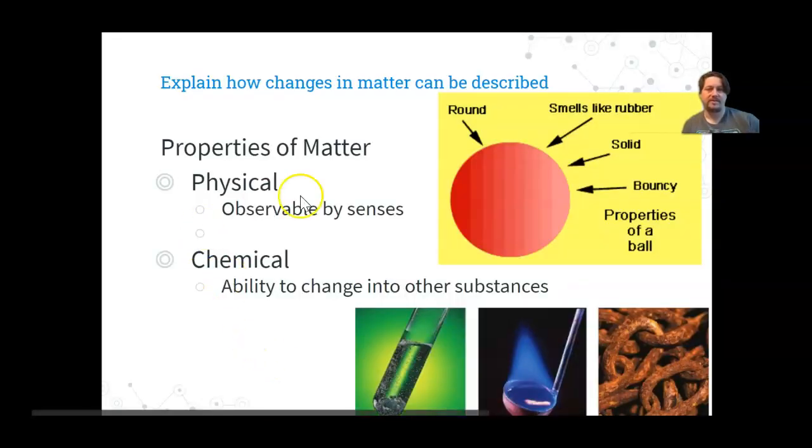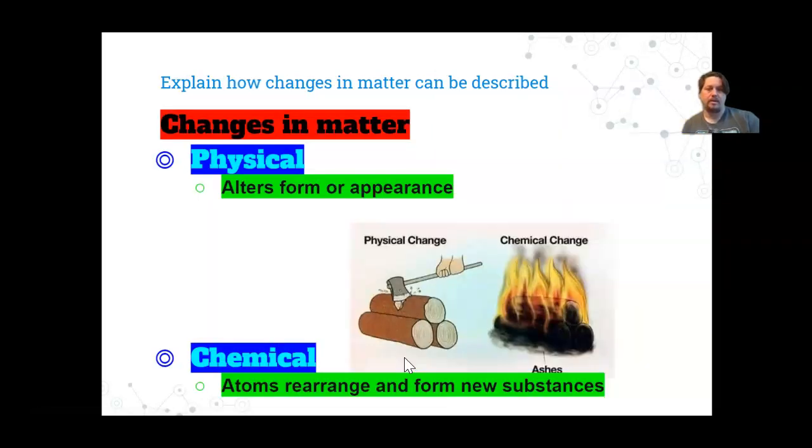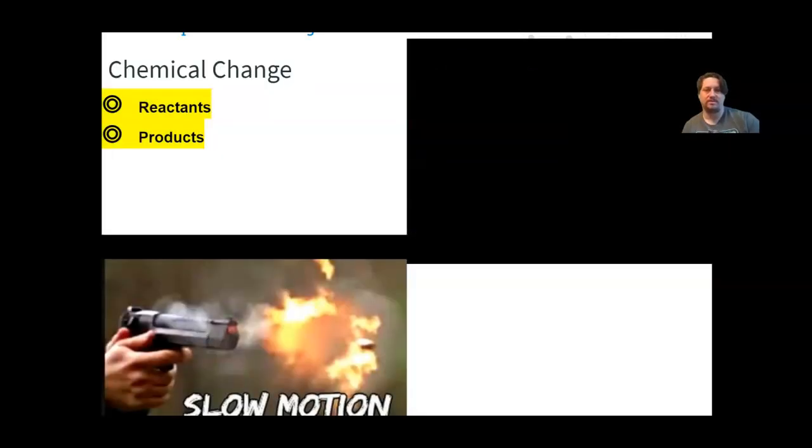So again, physical, observable by senses. Chemical, the ability to change into other substances: rusting, burning, and chemical dissolving. A little more reinforcement there. So physical changes, they still more or less are the same thing. Chemical changes, they are a new substance.